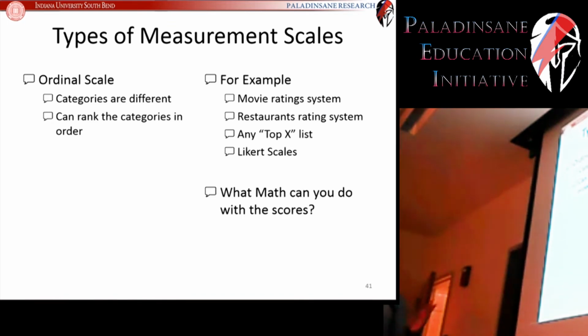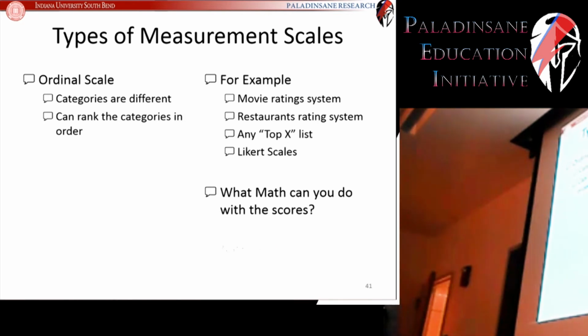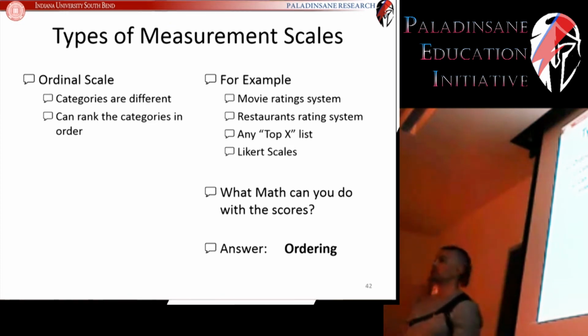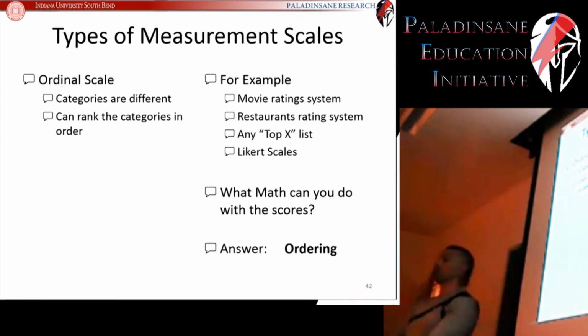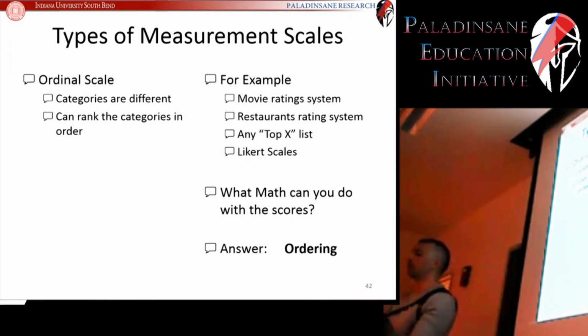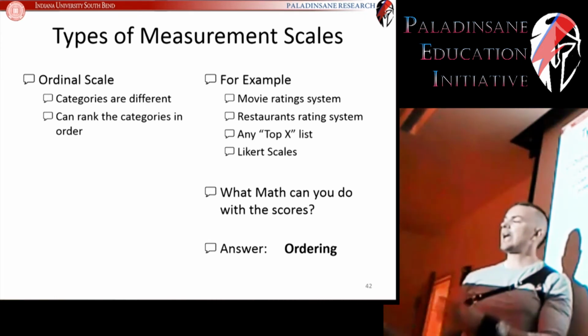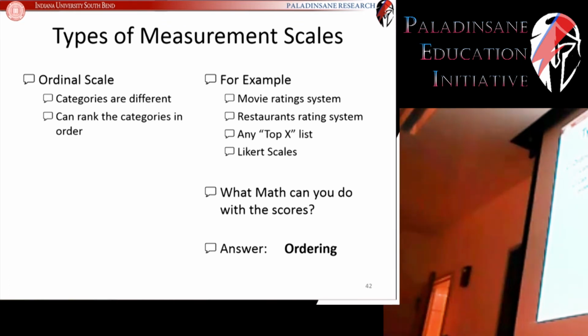All right, any questions on ordinal scale? Okay, so what kind of math can you do with these scores? The answer is you can order them. So you can do the mathematics of putting them in order, right? Saying that this one comes before this one, this score is greater than this score, is less than this score, and that's it. That's all you can do. Can't take averages, can't add them all up, not allowed.